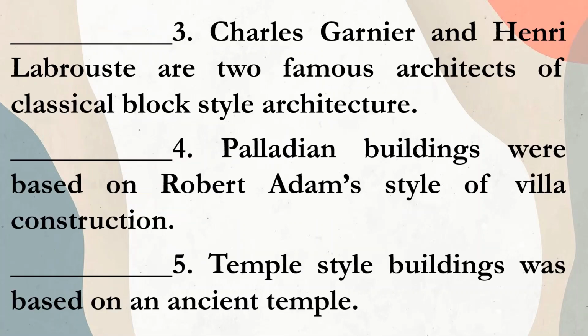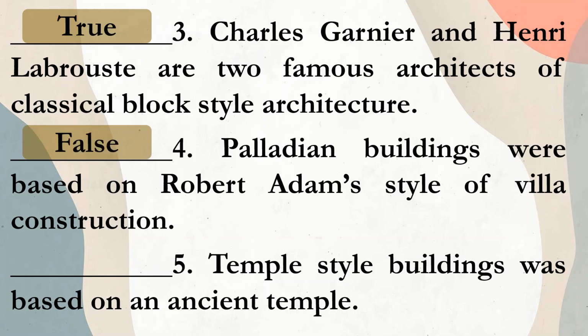3. Charles Garnier and Henry Labrousse are two famous architects of classical block style architecture. True or false? The correct answer is true. 4. Palladian buildings were based on Robert Adams' style of villa construction. True or false? The correct answer is false.